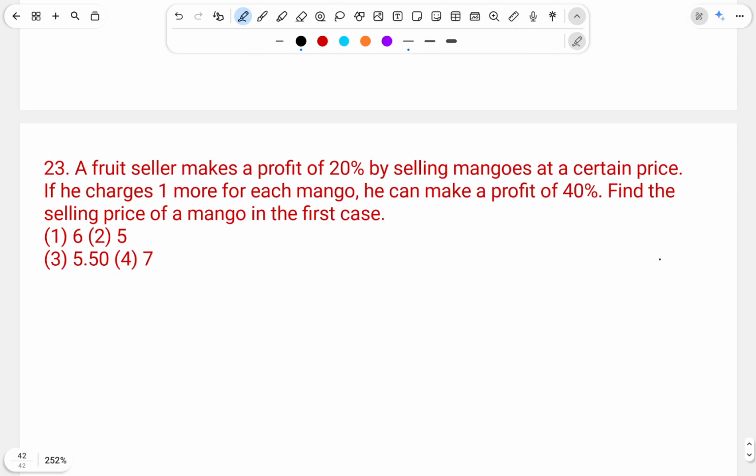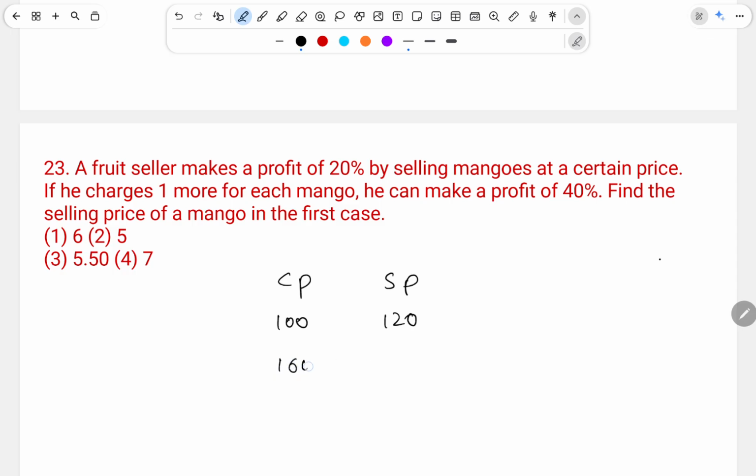A fruit seller makes a profit of 20% by selling mangoes at a certain price. If he charges 1 more for each mango, he can make a profit of 40%. Find the selling price of a mango in the first case. A fruit seller makes a profit of what? 20%. CP, SP. If it is 100, this must be 120. If he charges 1 for each mango, he makes a profit of 140.